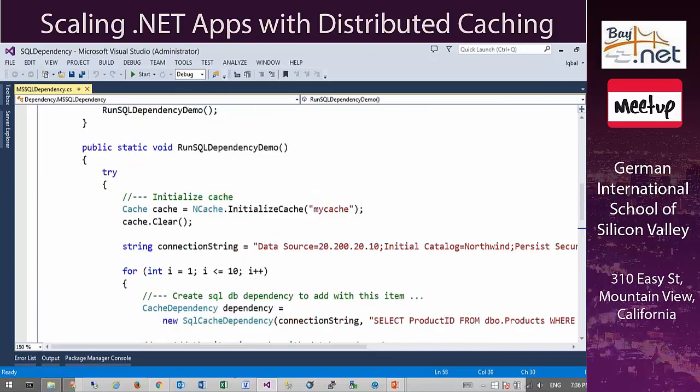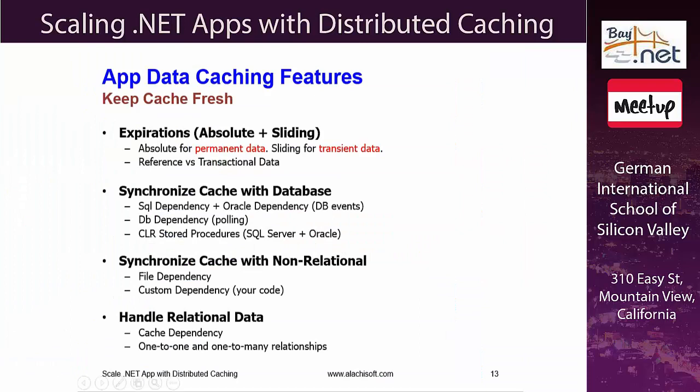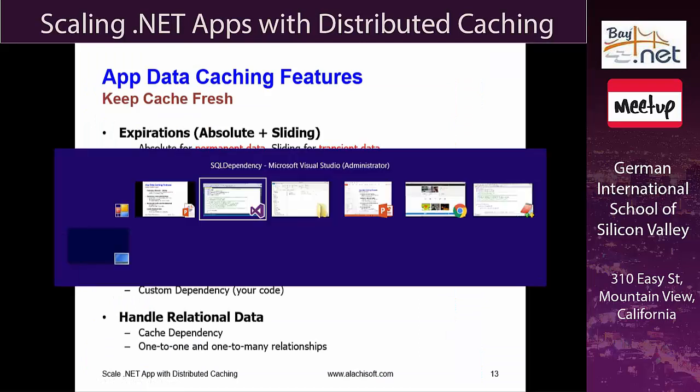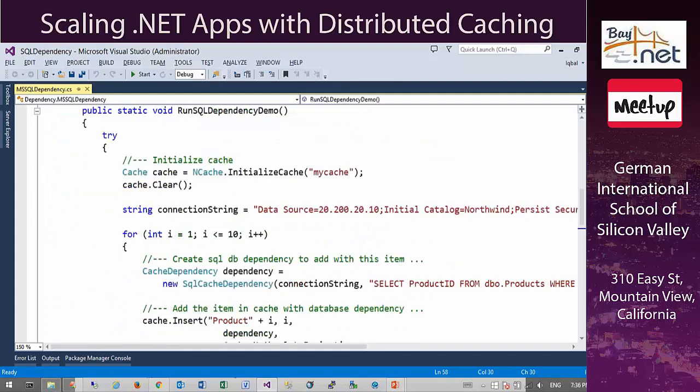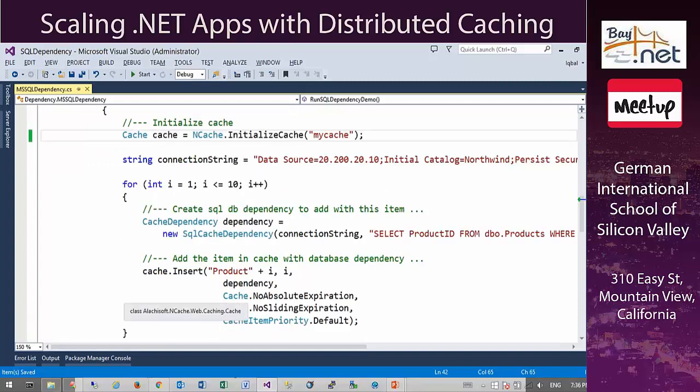Okay. So in a SQL dependency, what do you do? When you add, you definitely don't want to do this. This will empty the cache. I don't know what I was doing at the time. Okay, so what you do is when you're adding something to the cache, you specify a dependency. So here's the key, here's the value, and here's the dependency.